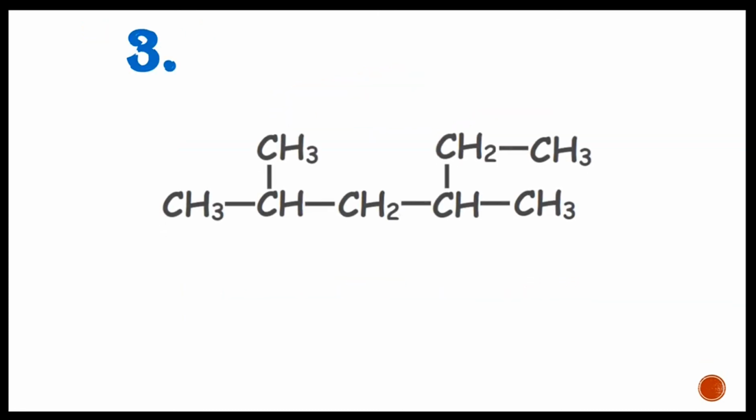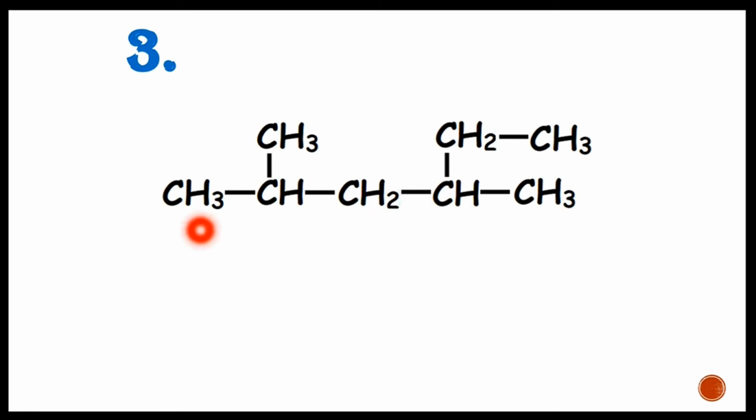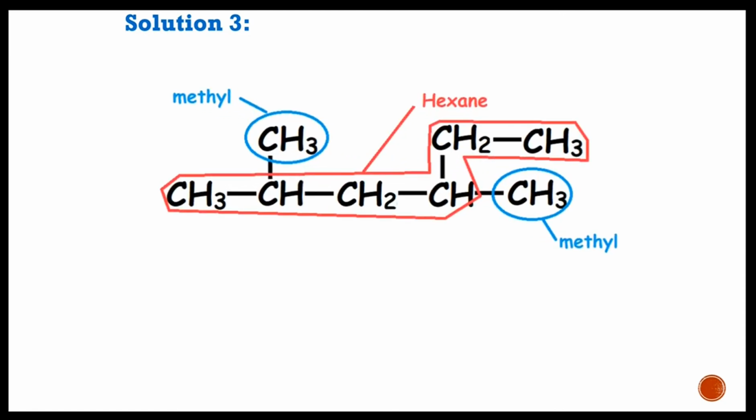Okay, so let's check out our third example. In this third example, once again, we have to fish out for our longest chain. So 1, 2, 3, 4, 5. That is 1. We can also count 1, 2, 3, 4, 5, 6. So obviously that's going to be our longest chain. Alright, so we mark our longest chain out. We have 6 carbon atoms in our longest chain, so it's hexane.